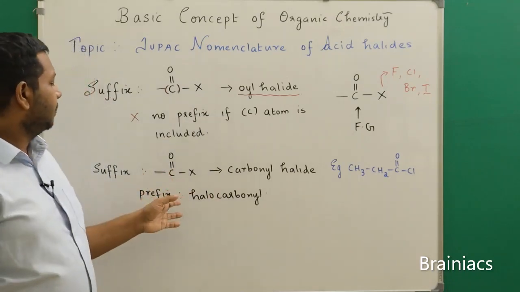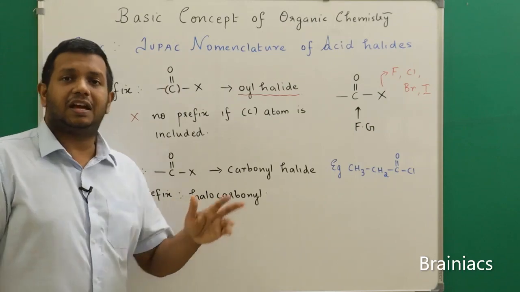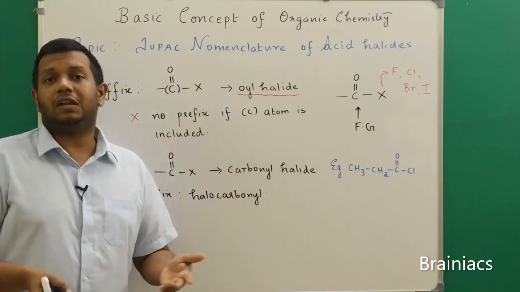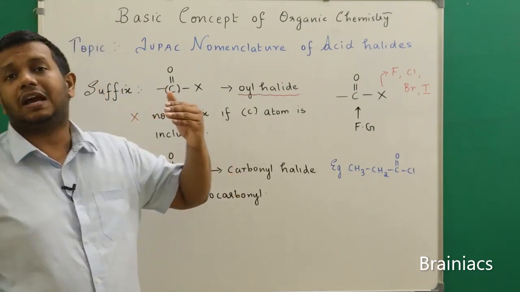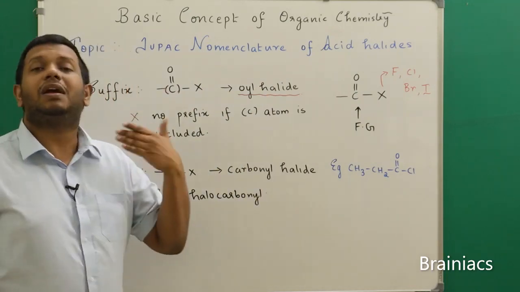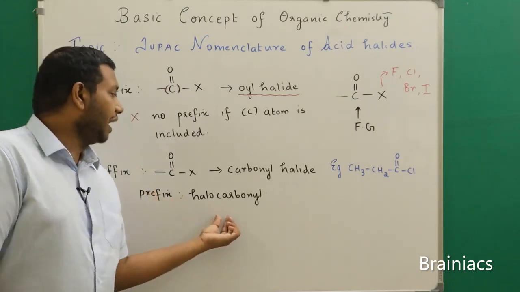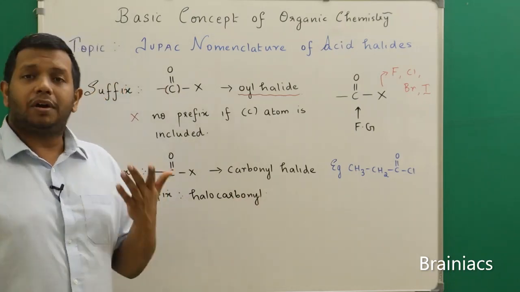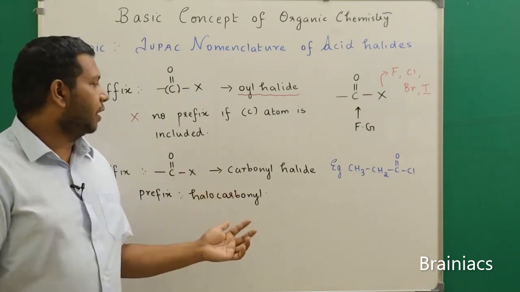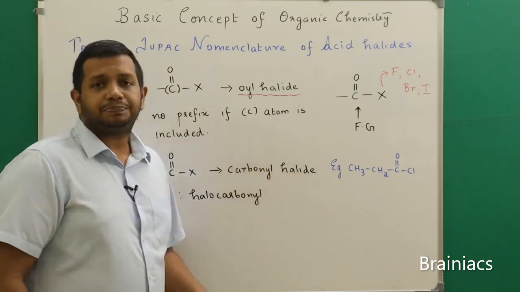In this case a prefix is there, that means whenever carbonyl halide is there, along with that some carboxylic acid is coming. We know that carboxylic acid has the highest priority, right? In this case the carbonyl halide will behave like a substituent. In that case we use the prefix halocarbonyl. Okay.